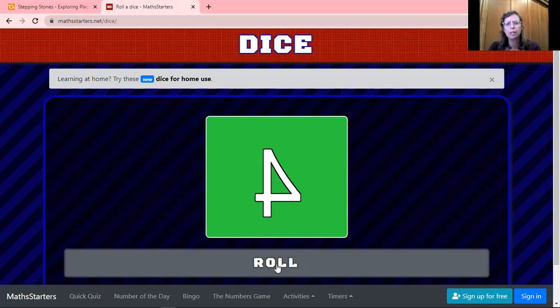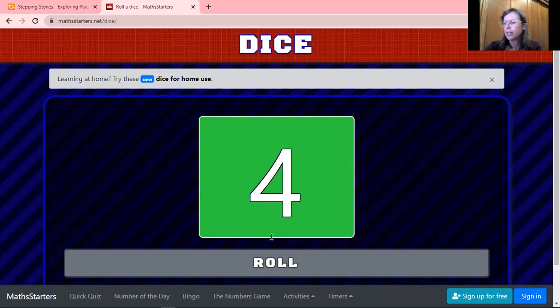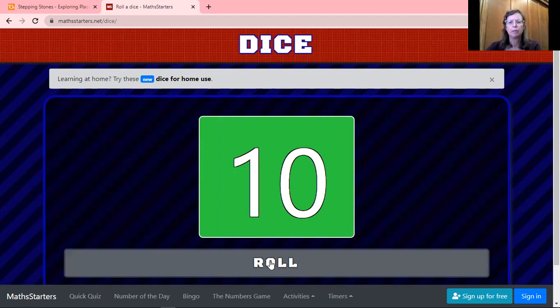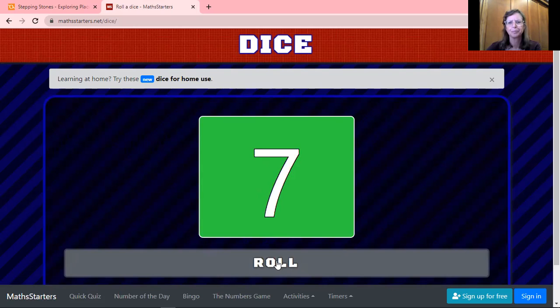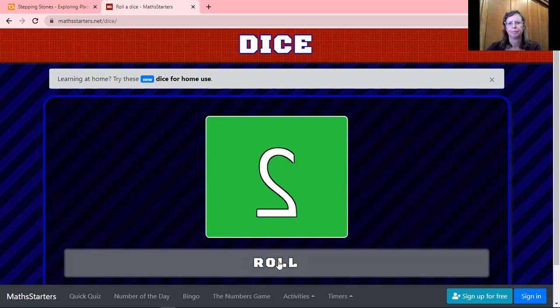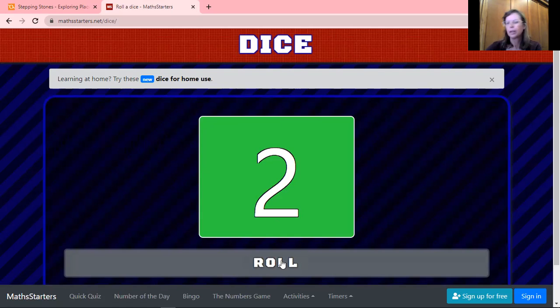Okay, now we need to choose a 4-digit number, so I'm going to use some 10-sided dice to roll some numbers. Our first number is 4. Our second, we can't use 10. Our second number is 7, 9, and 2. So let's have a look at where that would put us on the number line.